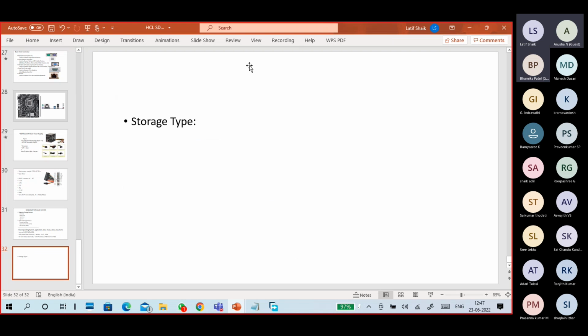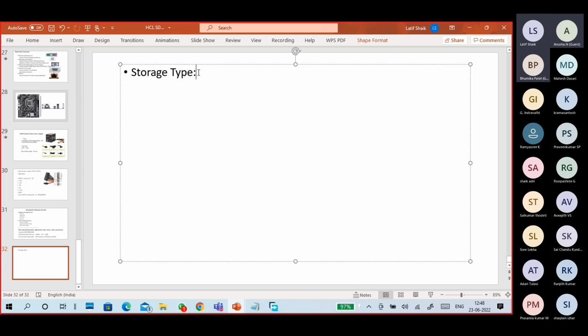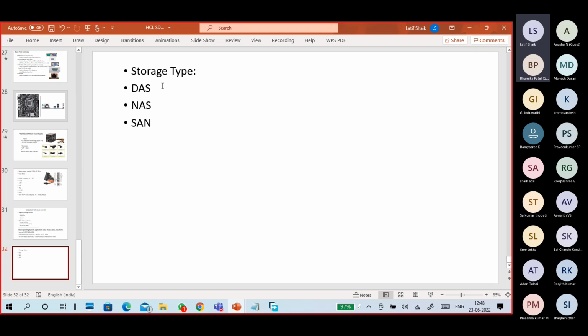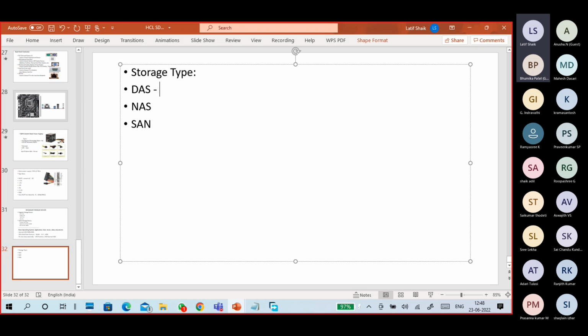This is a little better if I put it in this one, because I can easily copy and paste. The storage types are DAS, NAS, and SAN; these are storage types, not storage devices. DAS means direct attached storage, meaning your internal hard disk.